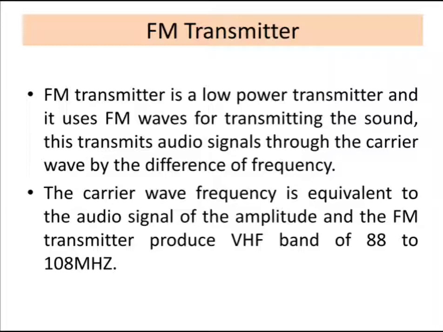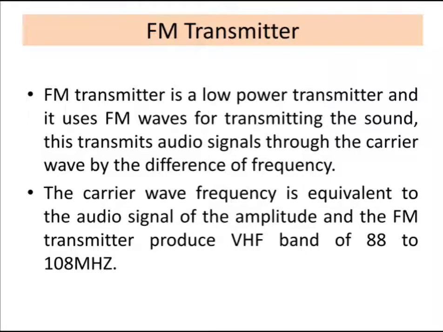I have told, when I explained frequency modulation, that the frequency parameter is changed according to the amplitude of the message signal. Earlier in the AM transmitter, the amplitude is varying, and here there will be the difference of frequency. The carrier wave frequency is equivalent to the audio signal amplitude, and the frequency transmitter produces the VHF band of 88 to 108 MHz frequency. The bandwidth or the band range is 82 to 108 MHz.